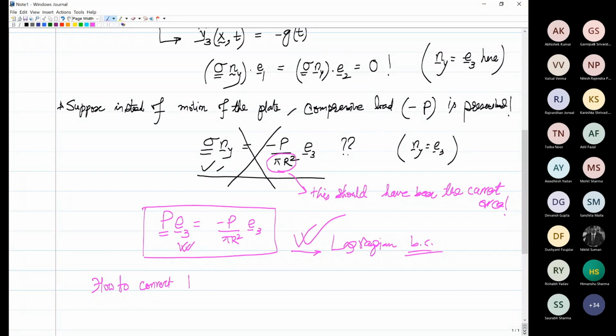How to convert Lagrangian boundary condition to Eulerian and vice versa. Okay.